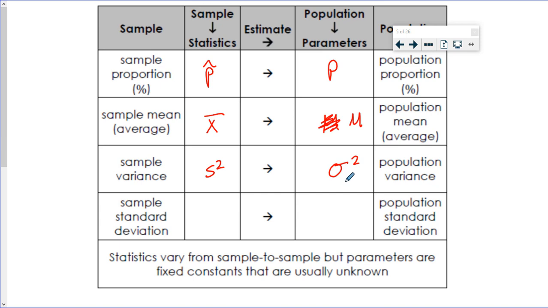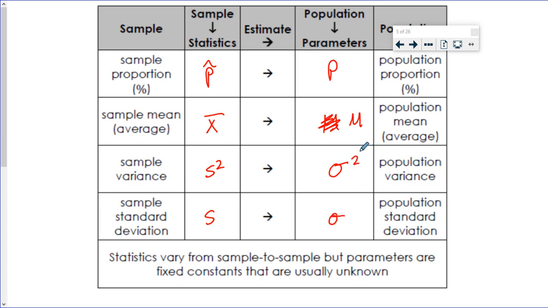Sigma squared. Sample standard deviation. We are going to be talking about standard deviations a lot in this module. So sample standard deviation is just S. It is the square root of this. And population standard deviation is sigma. It is the square root of this.